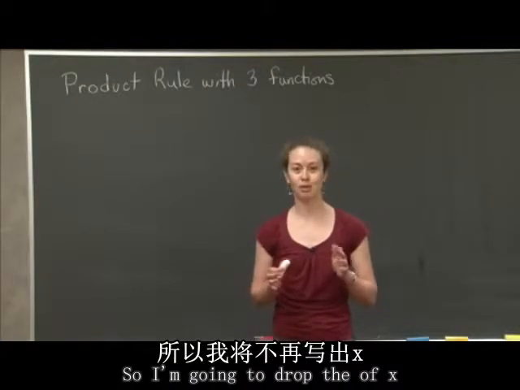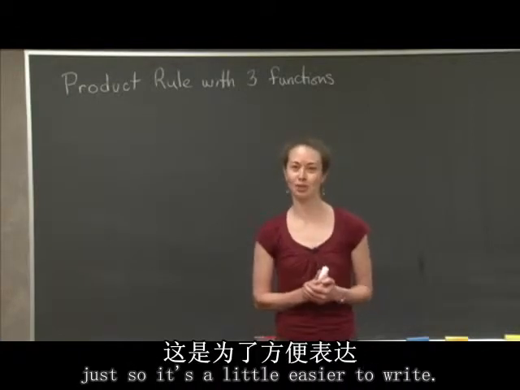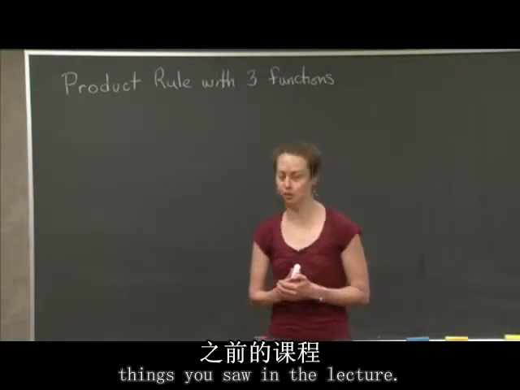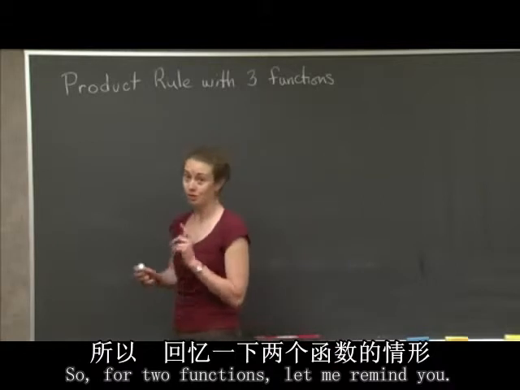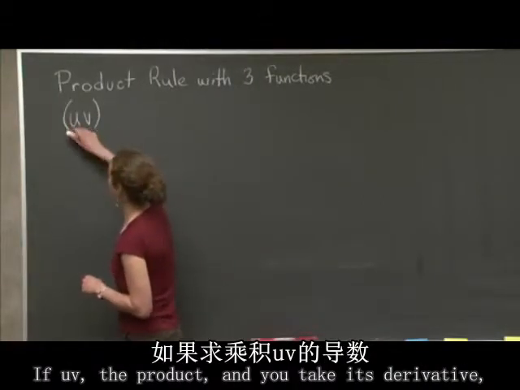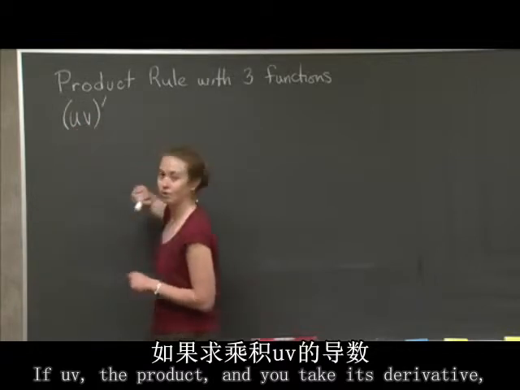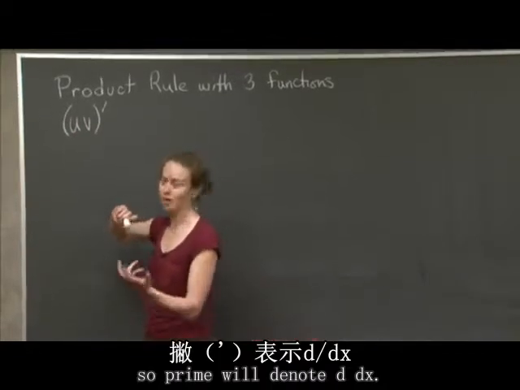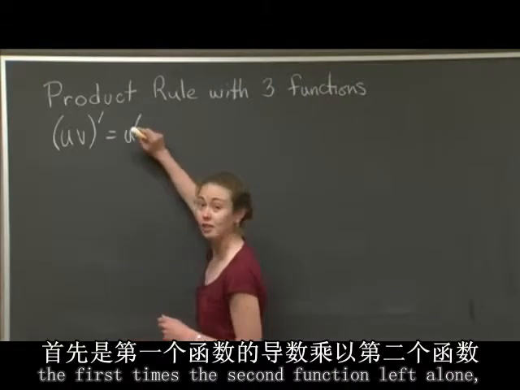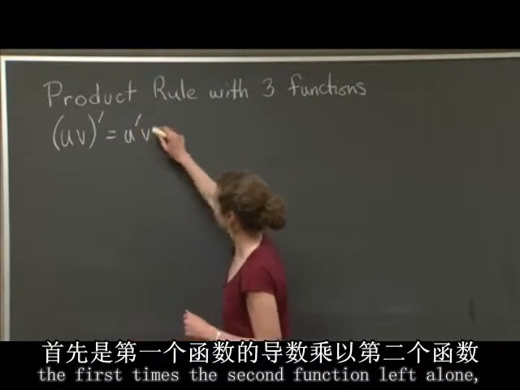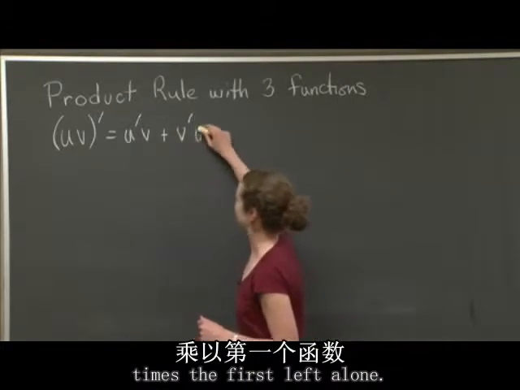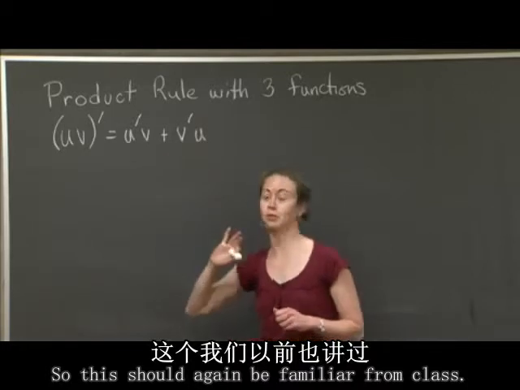So throughout this segment, we are going to assume that u and v and w are all functions of x. So I'm going to drop the of x, just so it's a little easier to write. This notation should be familiar with things you saw in the lecture. So for two functions, let me remind you. If you have uv, the product, and you take its derivative, so prime will denote d dx, then we can take the derivative of the first times the second function left alone, plus the derivative of the second function times the first left alone. So this should, again, be familiar from class.